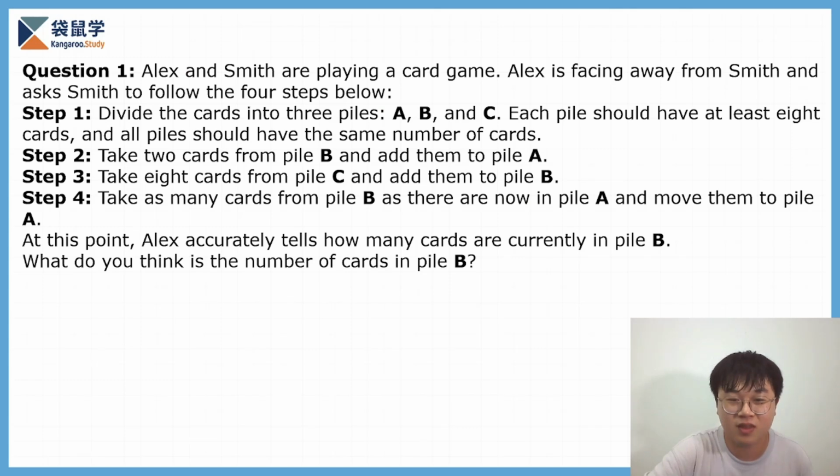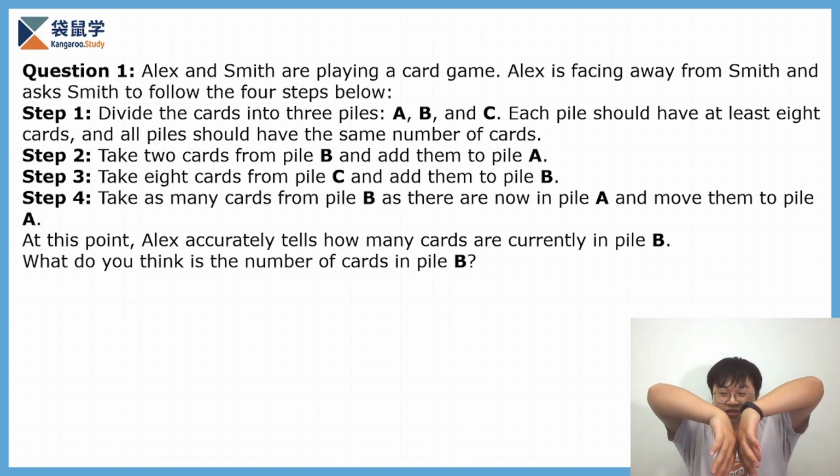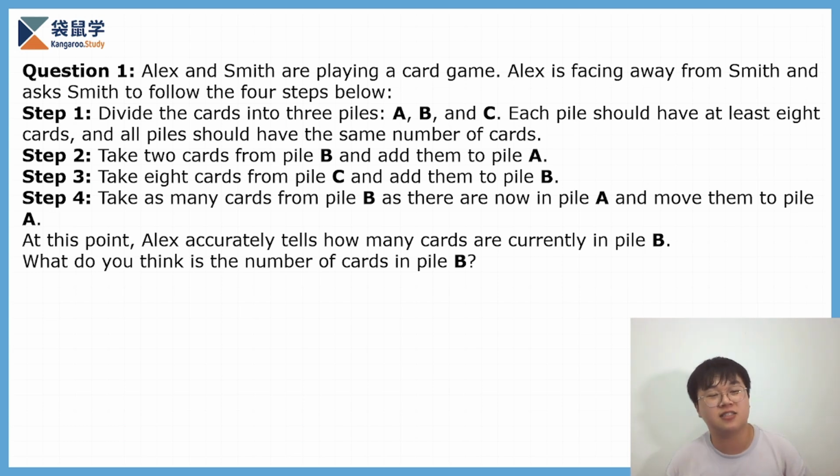So, let's go! Here's a simple question. Question 1. It says, Alex and Smith are playing a card game. Alex is facing away from Smith, so they are like this, back to back. Alex asks Smith to follow the 4 steps below. Step 1. Divide the cards into 3 piles, A, B, and C. Each pile should have at least 8 cards, and all piles should have the same number of cards.